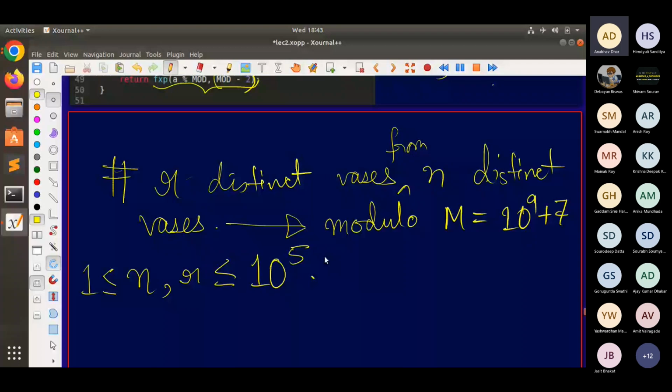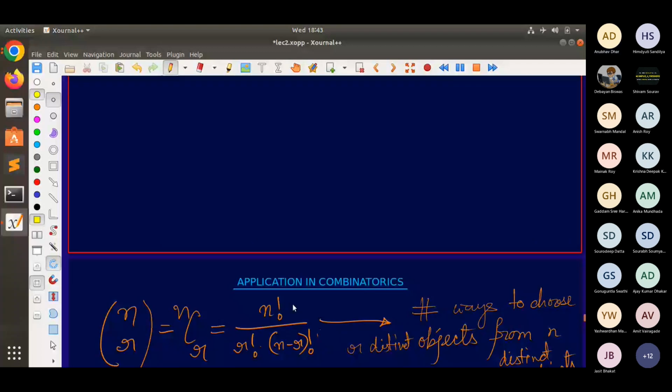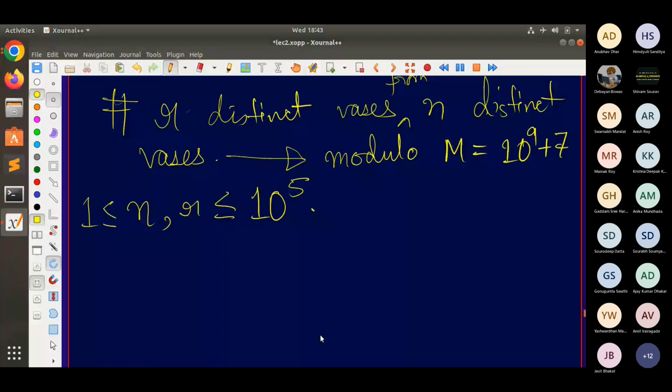What will be the problem with blindly using this formula? You calculate n factorial and then divide by r factorial, just normal integer division. Anyone? There's a very big problem with that.